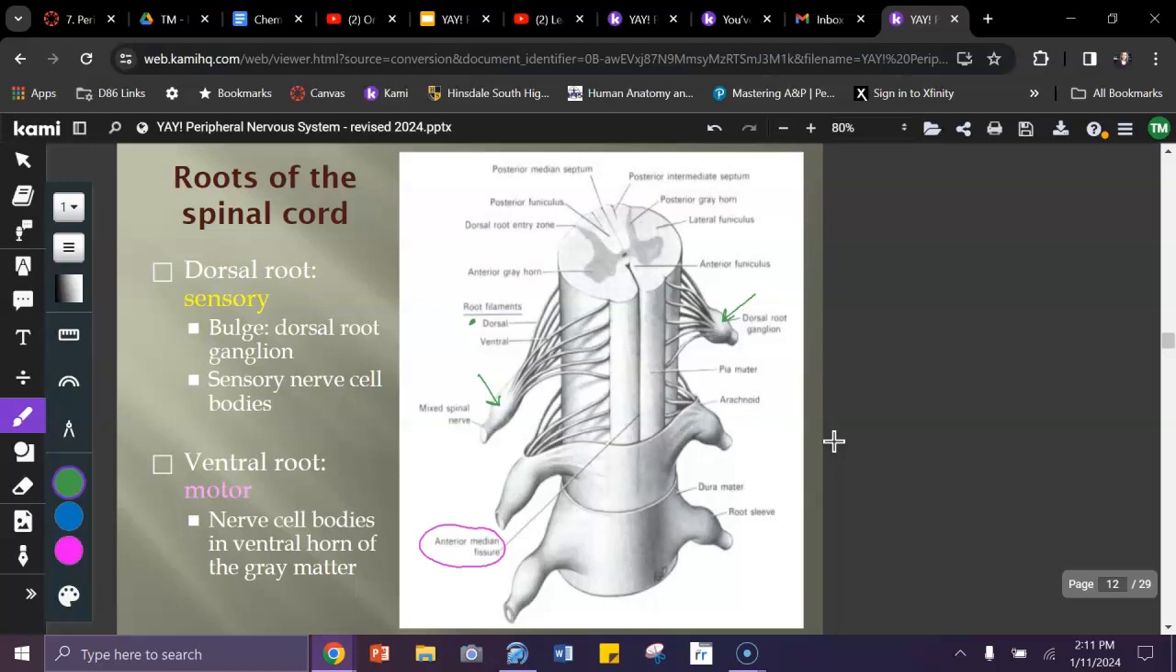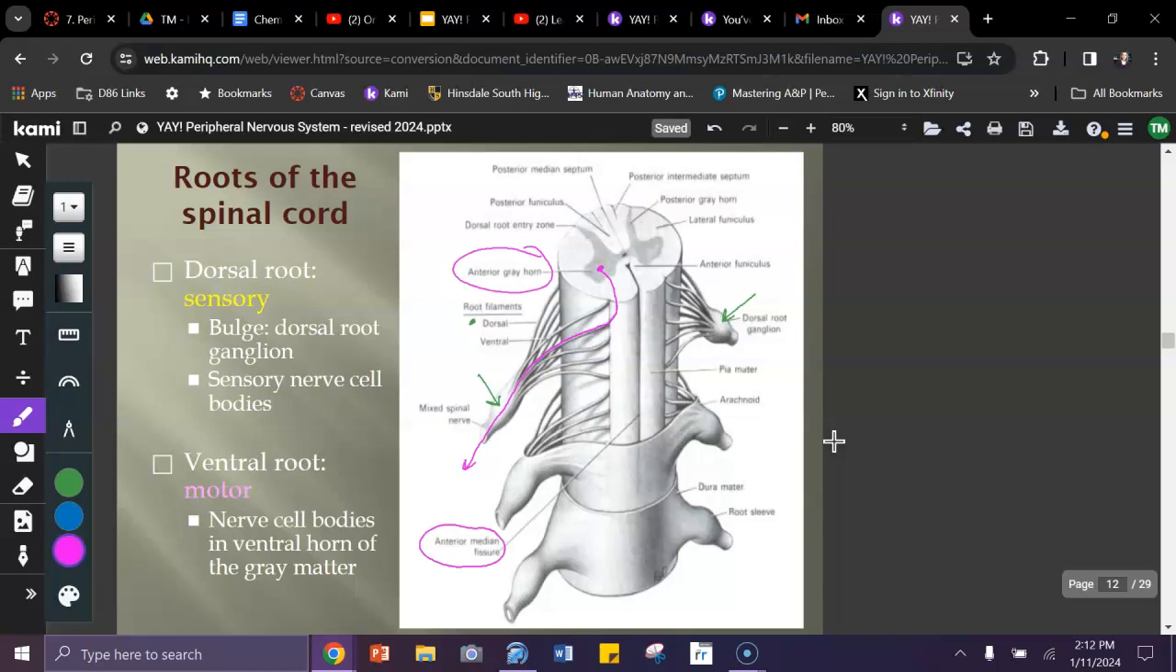Number 19 is asking about the nerve cell bodies of motor neurons. Well, the nerve cell bodies of motor neurons are going to be found here in the anterior horn of the gray matter of the spinal cord. And then all of that information is going to flow down the front of the spinal cord, out the ventral root, and then out to the rest of the body.